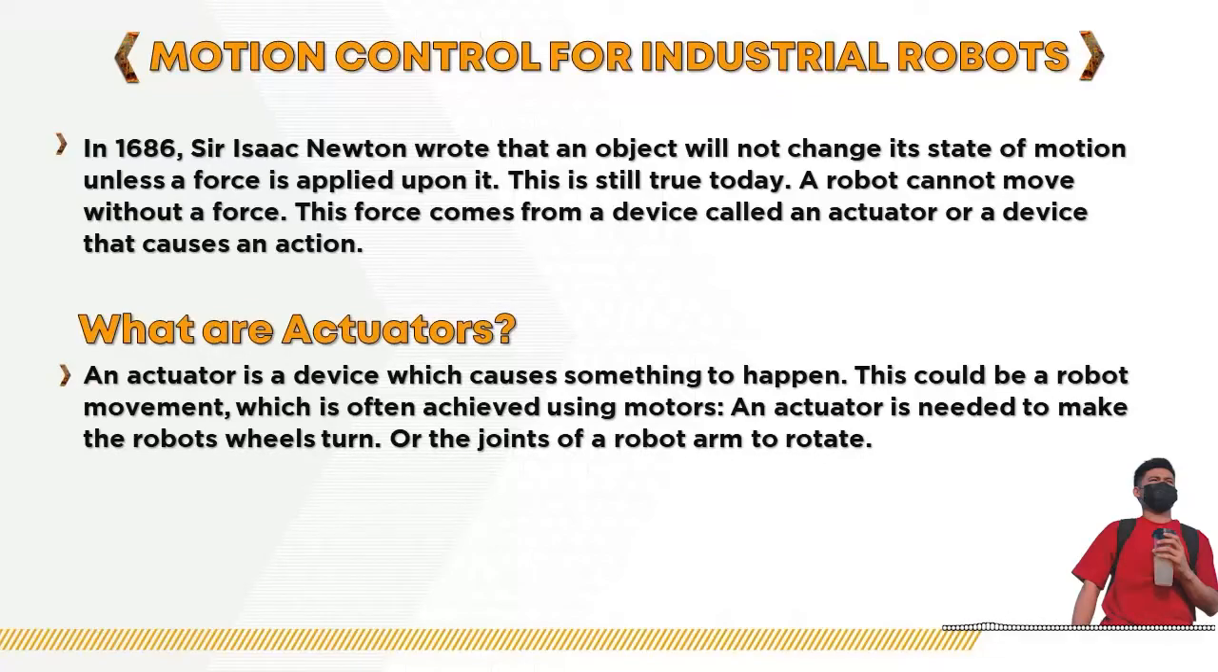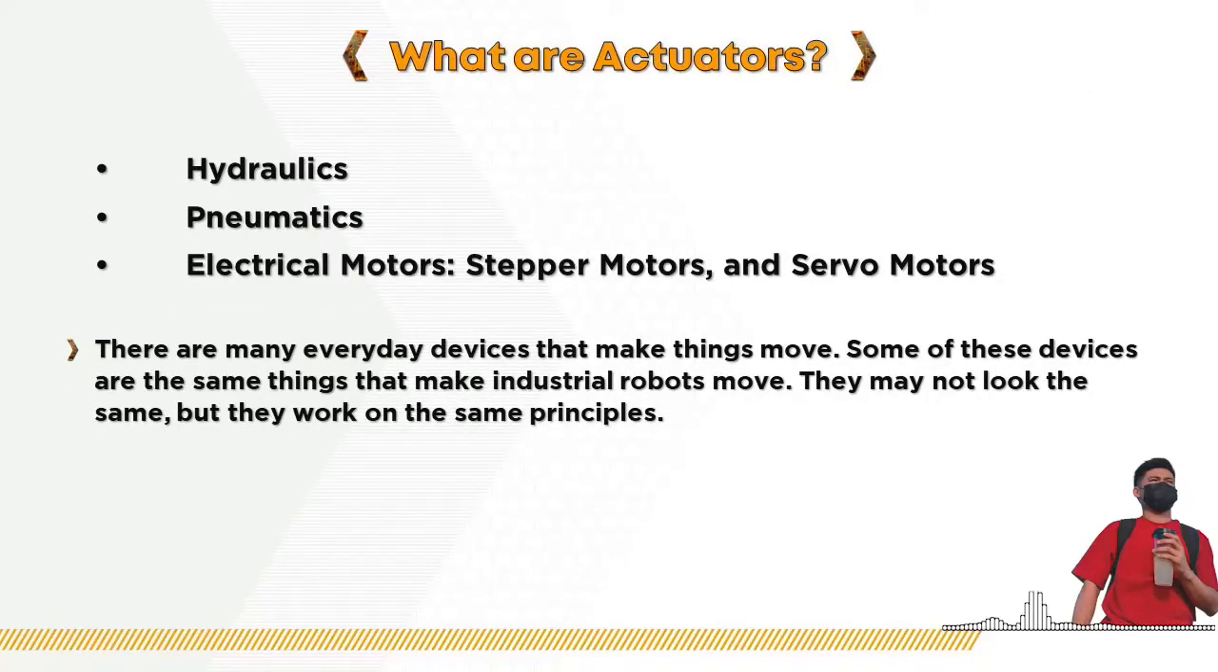So what are actuators? An actuator is a device which causes something to happen. This could be a robot movement, which is often achieved using motors. An actuator is needed to make the robot wheels turn or the joints of a robot arm rotate. These are examples of actuators. Number 1 is hydraulics. Number 2 is pneumatics. Number 3 is electric motors, such as stepper motors and servo motors.